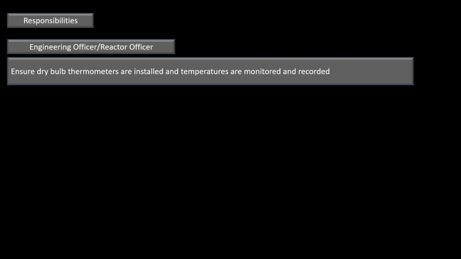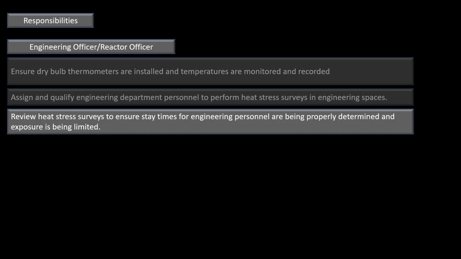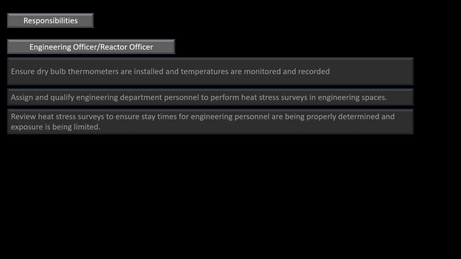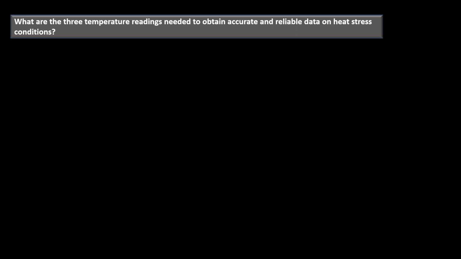Your engineering officer or your reactor officer has to ensure that dry bulb thermometers are installed and temperatures are monitored and recorded. They have to assign and qualify engineering department personnel to perform heat stress surveys in engineering spaces. They have to review heat stress surveys to ensure stay times for engineering personnel are being properly determined and exposure is being limited. And if maintenance or repair is required, they're going to record all heat stress related deficiencies on the current ship's maintenance project, the CSMP.